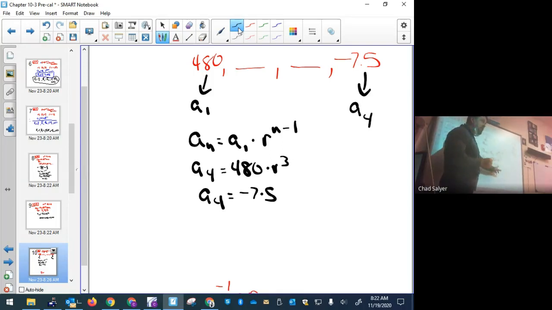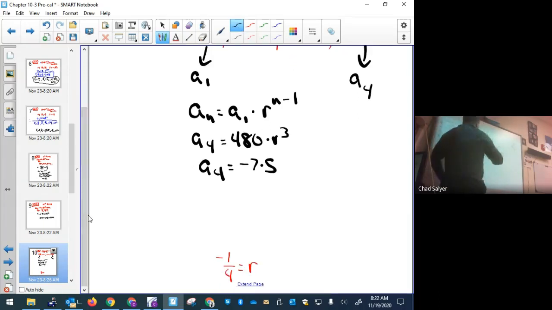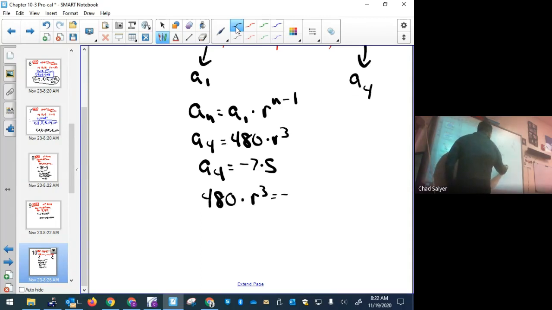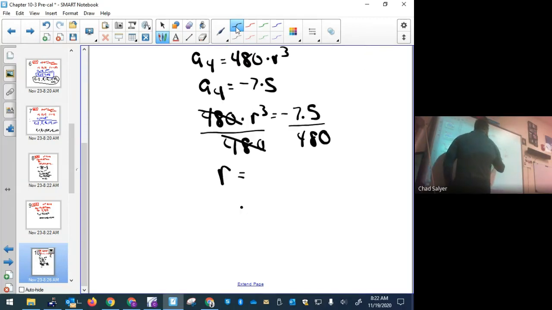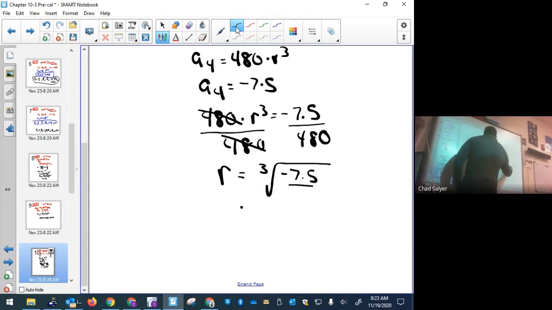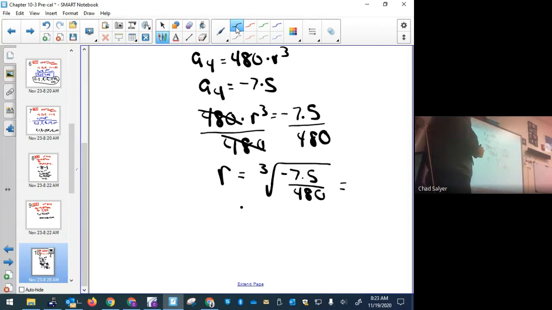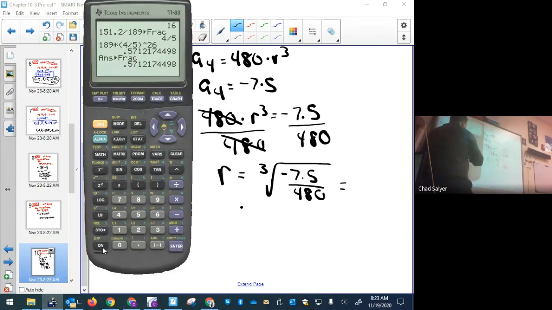So this expression is equal to negative 7.5, meaning I can create an equation like this. If I divide both sides by 480, I get this, and then take the cube root of each side. I get this, so let's see what that looks like. You remember one way to take the cube root is to take it to the 1/3 power. So let's do that. Looks right. Negative 1/4.